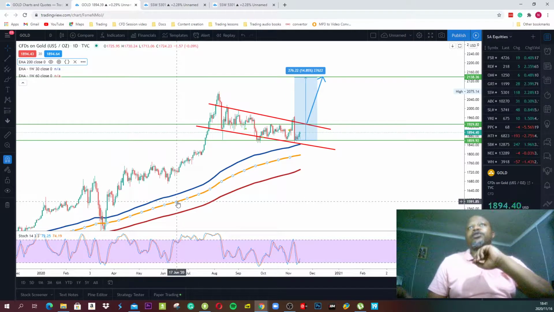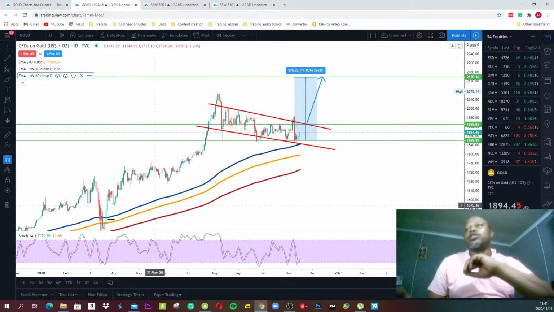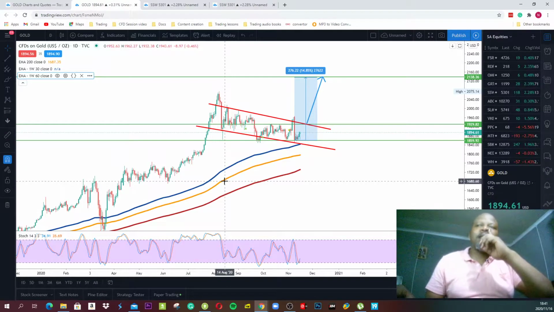So if this blue line is above this red line, so my 30 is above the 60, I'm looking to be long. And inversely, if the 30 is below the 60, I'm looking to be short. And I want this 200-day exponential moving average to be behind me at all times. So when I'm long, it must be below. When I'm short, it must be above. So that's pretty much what you're going to see all the time.